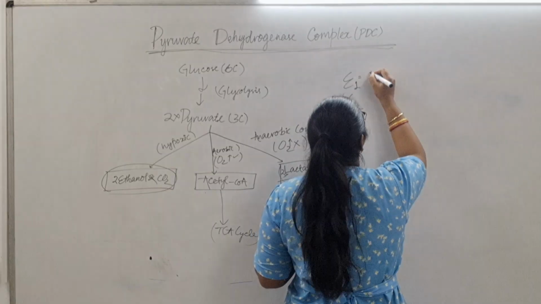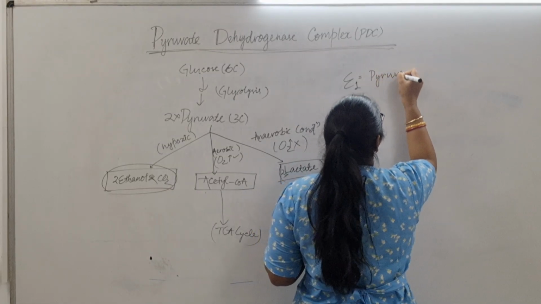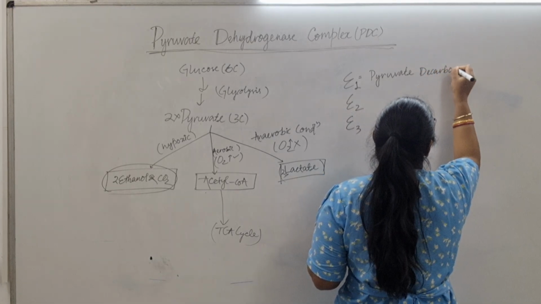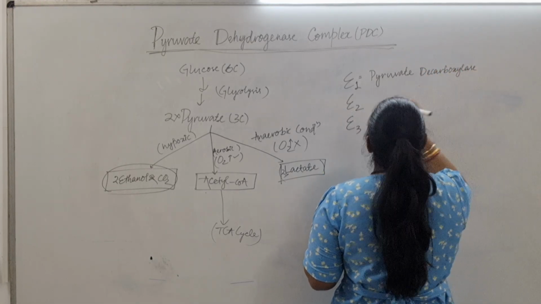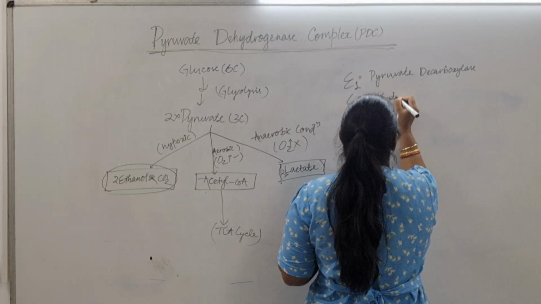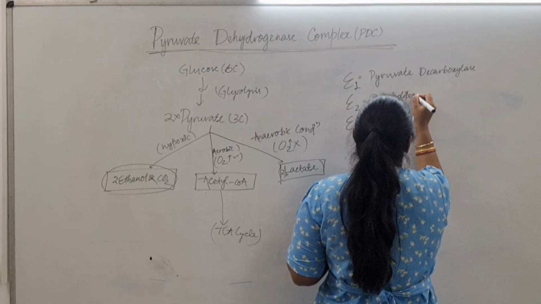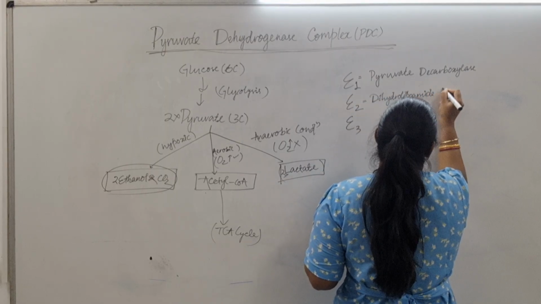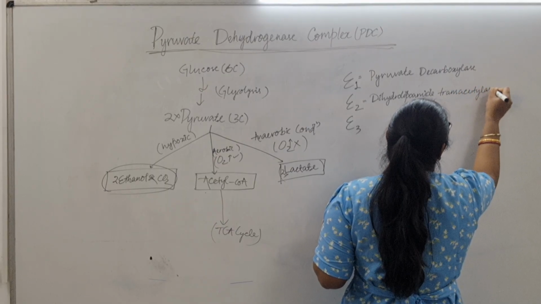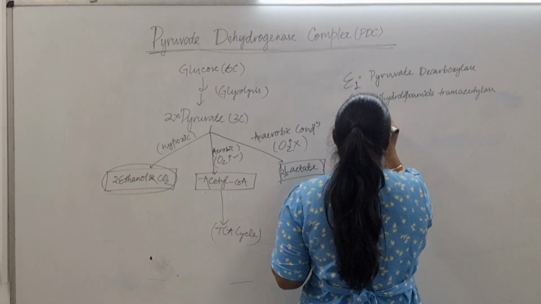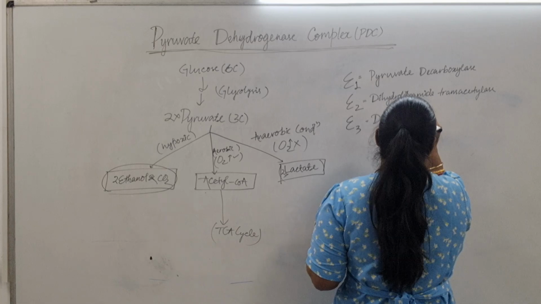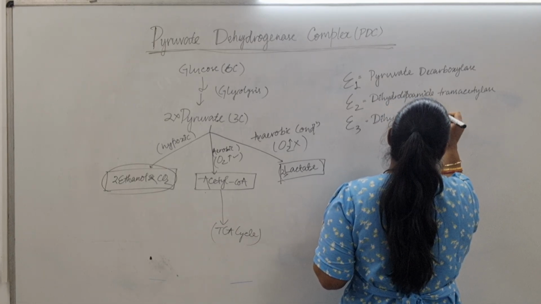E1 is pyruvate decarboxylase. E2 is dihydrolipoamide transacetylase, and E3 is dihydrolipoamide dehydrogenase.